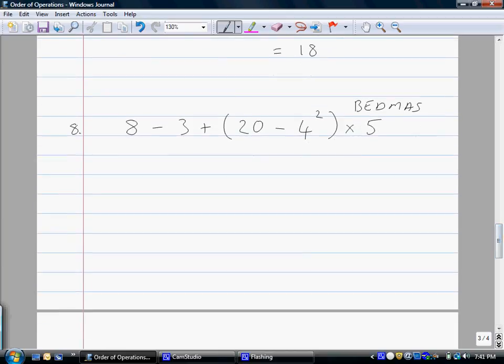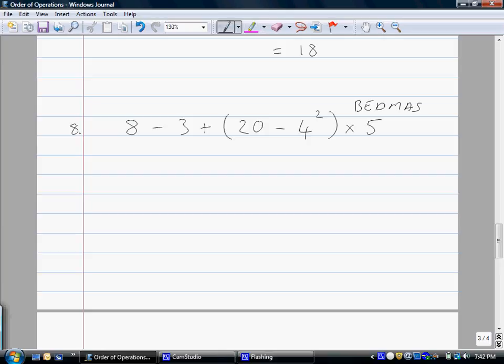Our last example looks a bit complicated. We've got a subtraction, an addition, we've got brackets, we've got another subtraction, we've got an exponent, and we've got multiplication. So there's lots of things going on here. So let's see what BEDMAS tells us to do. Okay, so the B says, first of all, work out what's inside the brackets. So to start with, I'm only looking at this part here. But I've still got two operations here. I've got a subtraction and I've got the exponent. So I go back to BEDMAS and I see that the exponent has to be dealt with before the subtraction.